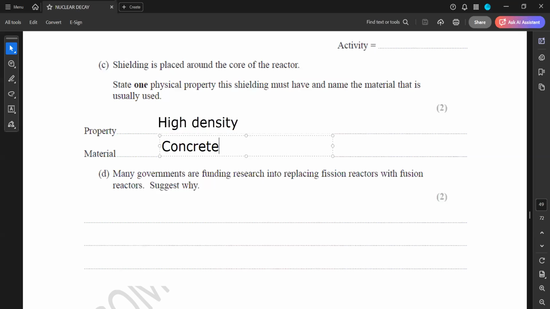Lead and concrete can both stop alpha, beta, and gamma radiation, which is why we prefer these as shielding. But concrete is much cheaper compared to lead. That's why we selected concrete here.